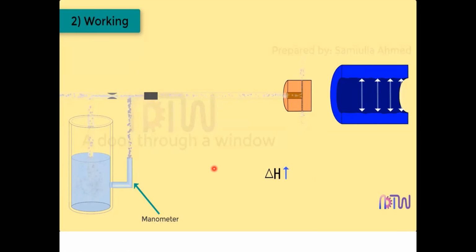Pneumatic comparator is used when a large number of cylinders or workpieces need to be tested. That is, when there is mass production of the workpiece and quality inspection needs to be done.